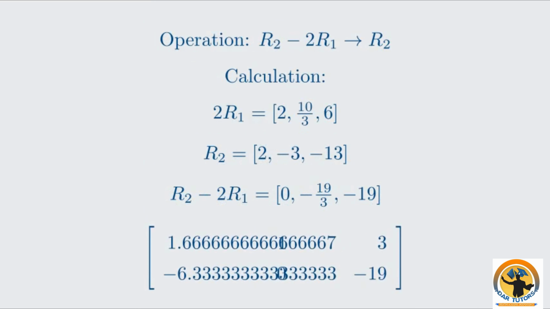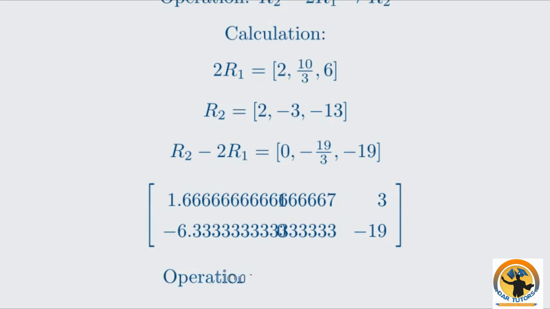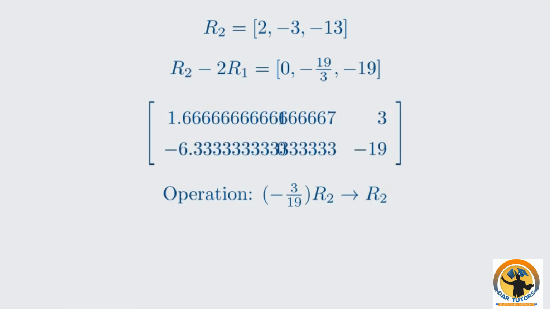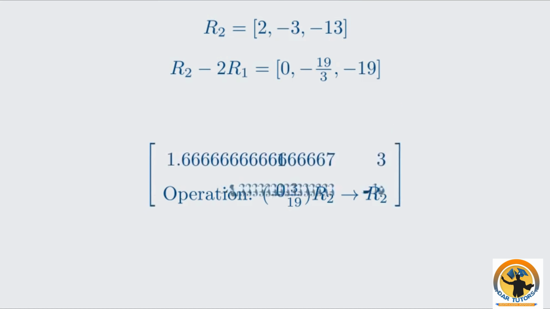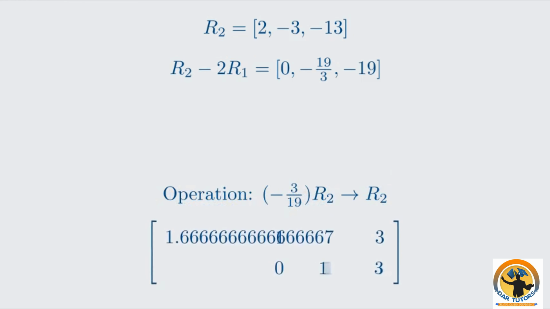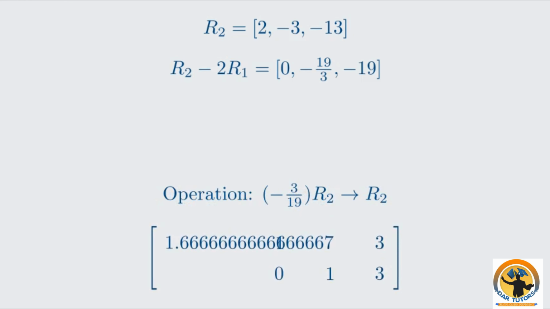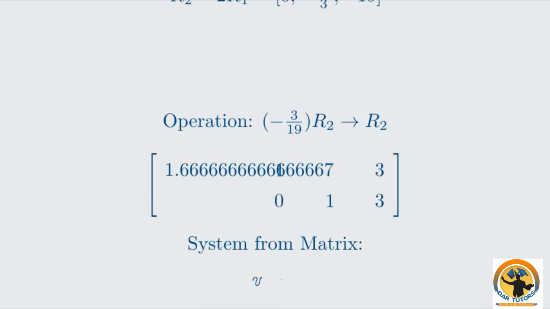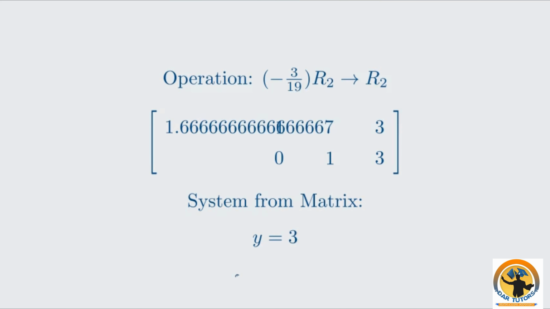We're almost there. Let's simplify the second row by getting a 1 in the second position. We can multiply the second row by negative 3/19. This gives us 0, 1, 3. This matrix is now in row echelon form. We can convert it back into a system of equations. The second row, 0, 1, 3, translates to 0x plus 1y equals 3, which simplifies to y equals 3. The first row, 1, 5/3, 3, translates to x plus 5/3 y equals 3.